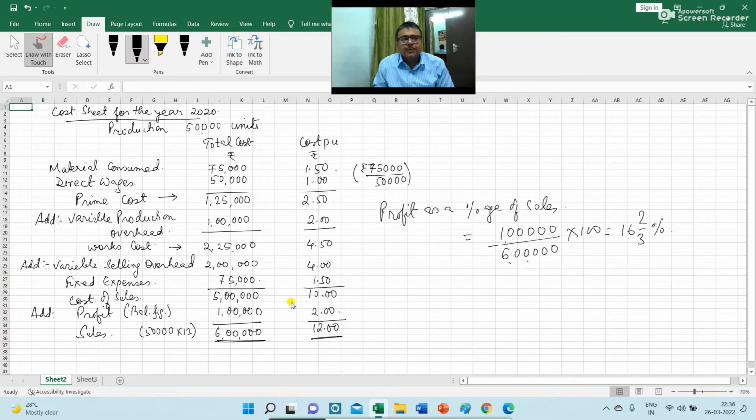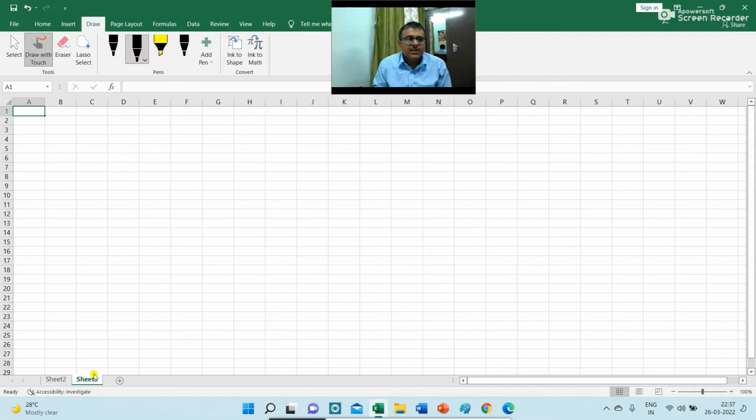Now you have to prepare the cost sheet for the year 2021 based upon the information given. That is, the material cost will increase by 33 1/3%. Variable selling overhead will increase by 25% and the fixed expense will increase by rupees 25,000. So here I am preparing in the next sheet the cost sheet for the year 2021.